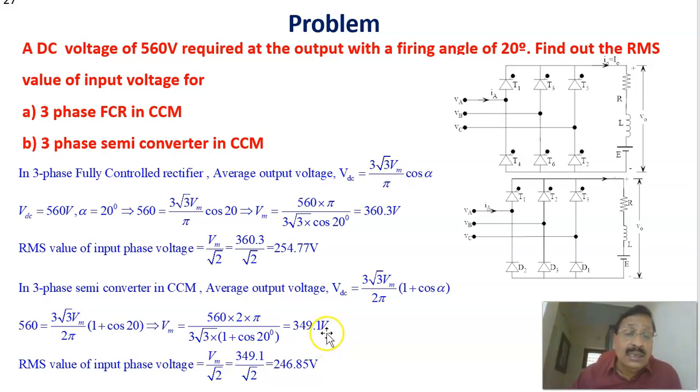349.1 volts is the maximum value of the phase voltage, and the RMS value of the input phase voltage is equal to the maximum value divided by root 2. It is equal to 246.85 volts. That is, in a 3-phase semi-converter in continuous mode, the RMS value required to have the same DC voltage of 560 volt is 246.85 volts. And if it is a 3-phase fully controlled rectifier, it is equal to 254.77 volts.